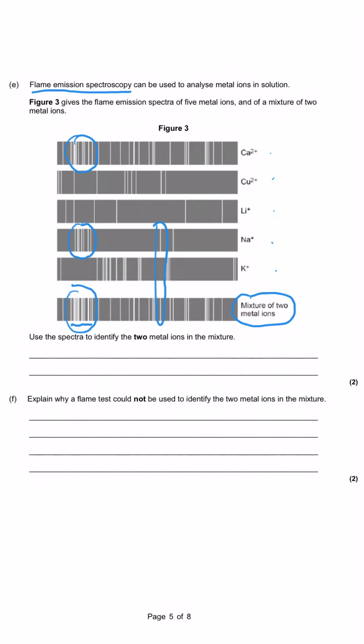And so what this tells me is that this is a mixture of calcium ions and sodium ions. And you could write the name or the formula. And then we've been asked to explain why a flame test could not be used to identify these two metals in the mixture. And this is 2 marks, so we need to go into detail.